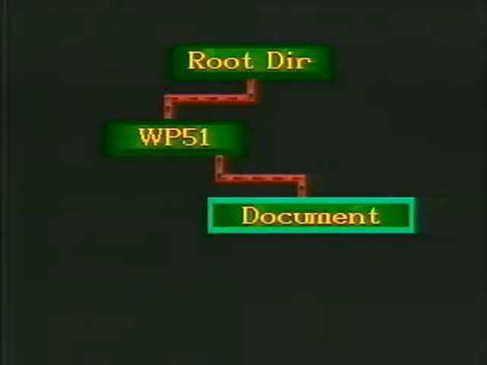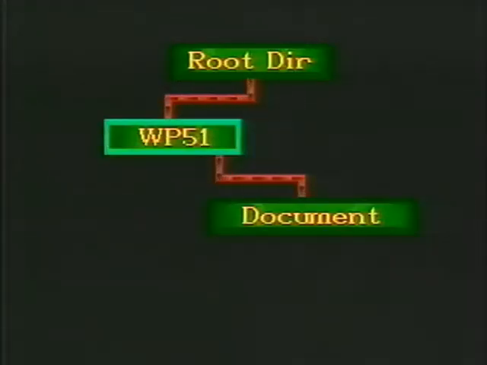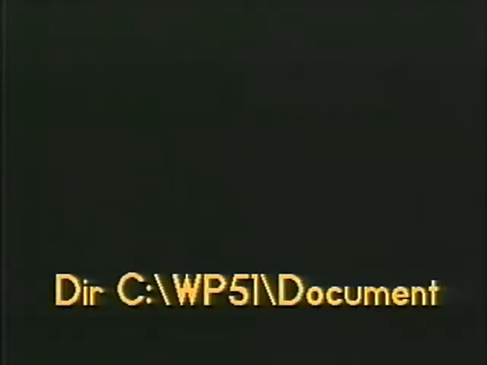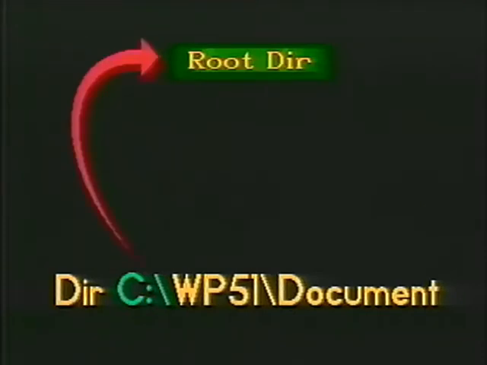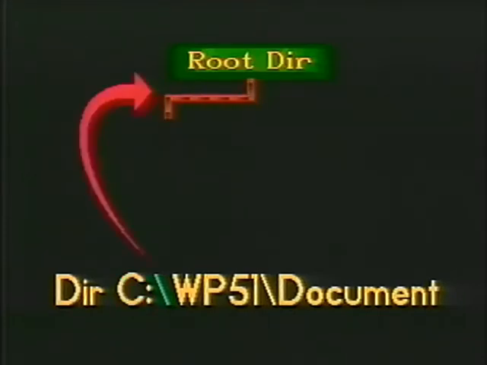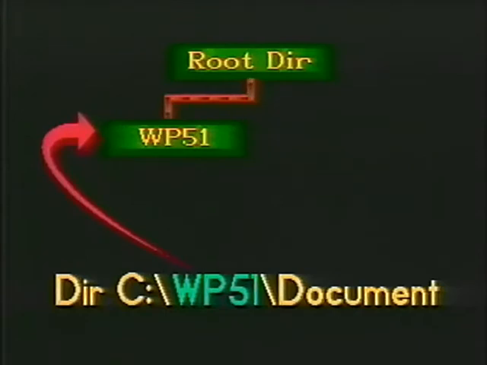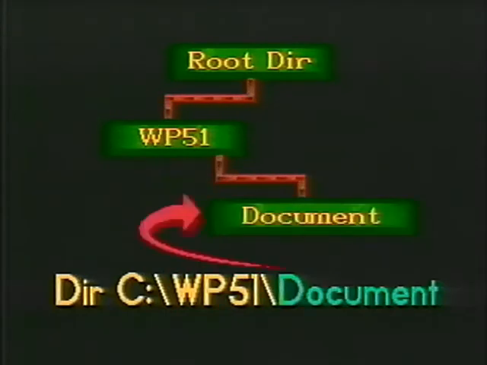For example, to see the files of the document subdirectory of the WordPerfect directory, you'd need to type dir c:\wp51\document. This tells DOS to look in the root directory to find the WordPerfect directory, then go to the WordPerfect directory where it can find the document directory and display those files.